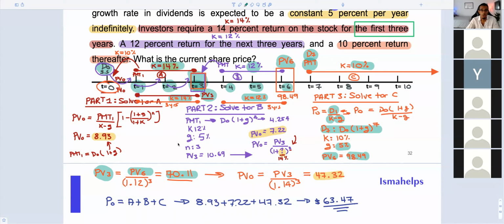And for that reason, we're going to plug in PV3. We're going to discount it for 3 years, but add the required rate of return for those 3 years, which is 14%. So that being 47.32 is your final answer for C. Then we need to add all those up together, and that's going to give us our final answer.